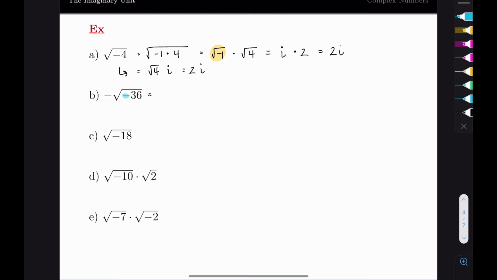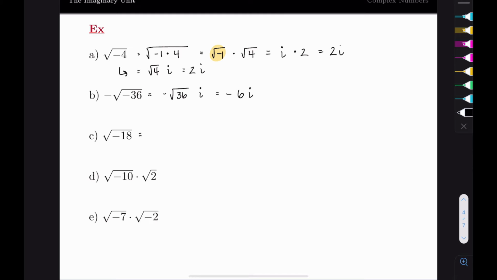Immediately I have this minus sign, so I want to get rid of the minus sign and pop out an i. Then working with the square root that's left over, the square root of 36 is 6. And that minus sign is just staying out front the entire time. So this ends up simplifying to minus 6i.